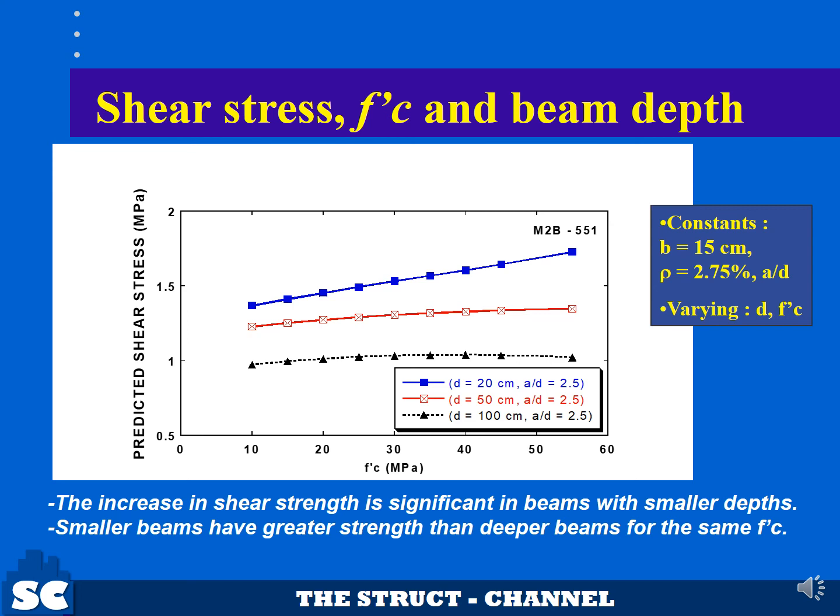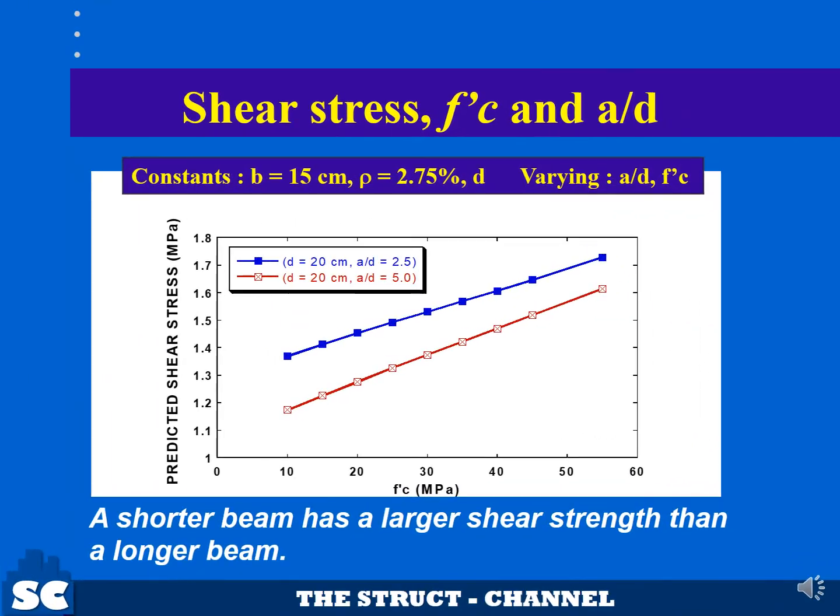What is the effect of f prime c and beam depth on shear stress? The increase in shear strength is significant in beams with smaller depths. Smaller beams have greater strength than deeper beams for the same f prime c. What is the effect of a over d? A shorter beam has a larger shear strength than a longer beam, as shown in this figure.